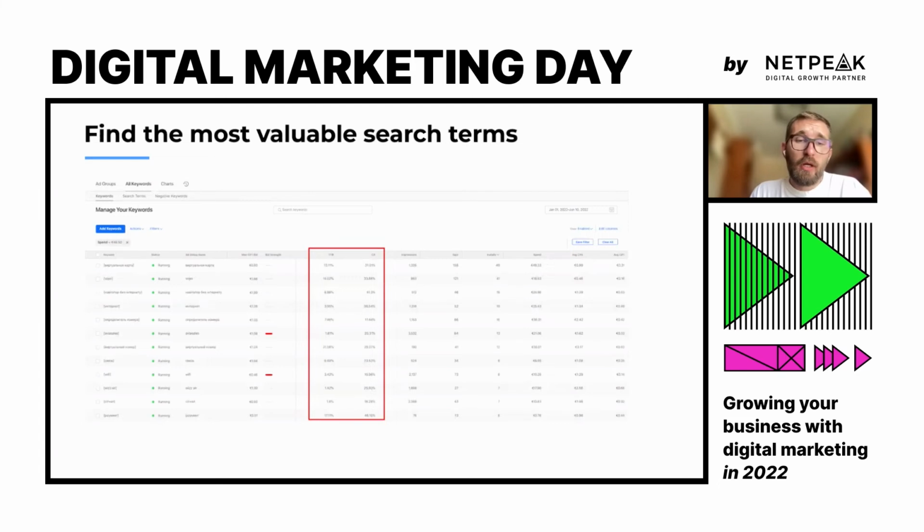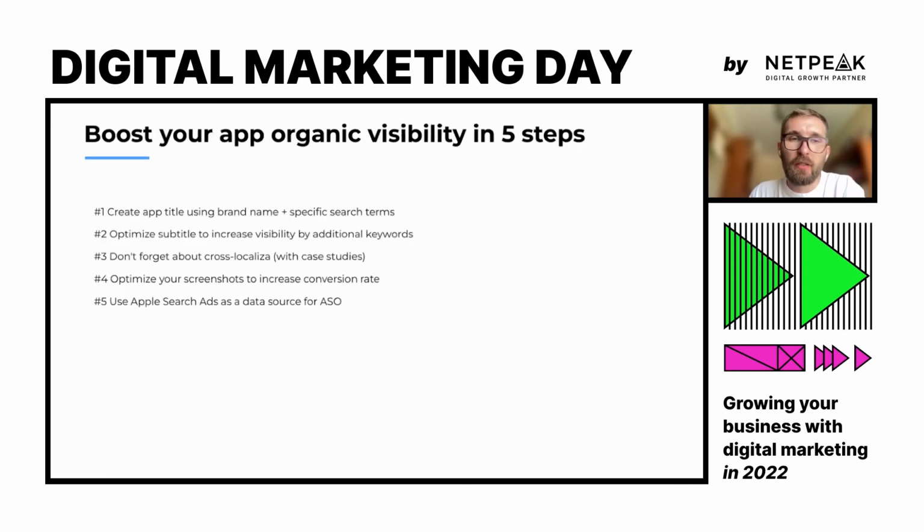And number two, when you have a lot of keywords, you have keywords with different conversion rates. On this screen, you can see conversion rate from view to installations from 10% to 46%. So the idea is pretty simple. You should work with keywords with the highest conversion rate, because these keywords will give you the biggest value and the biggest number of installations. So you need to analyze these results, and you need to use Apple Search Ads as a data source for your App Store optimization campaign.